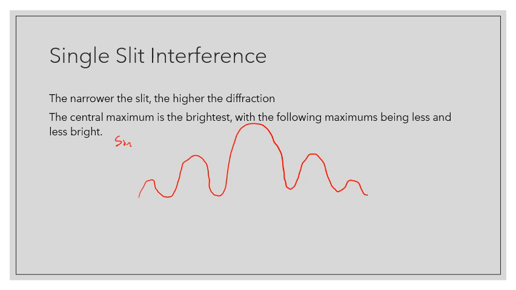This is single slit. As you can see here, the central maximum is the brightest, and they get progressively less and less bright as they go away from the central maximum. This is compared to the double slit, where all of them are of basically equal brightness.